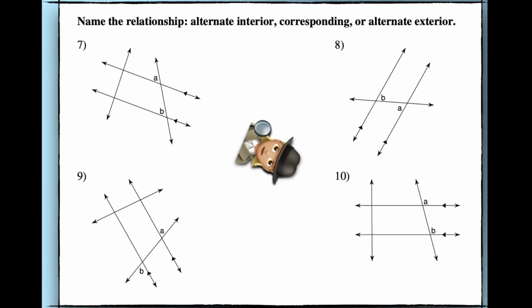Then we'll move on to the rest of the worksheet. For numbers 7, 8, 9, and 10, all you have to do is tell me if they're alternate interior angles, where the A and B are, corresponding angles, or alternate exterior. Those 4 problems I really think you should get correct.